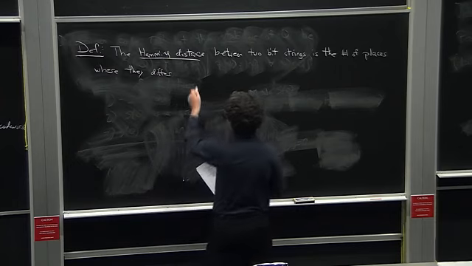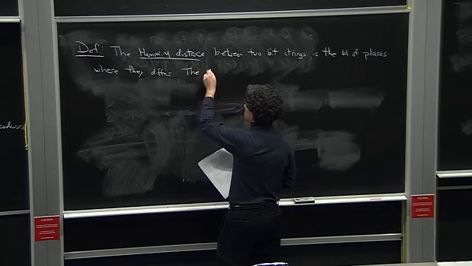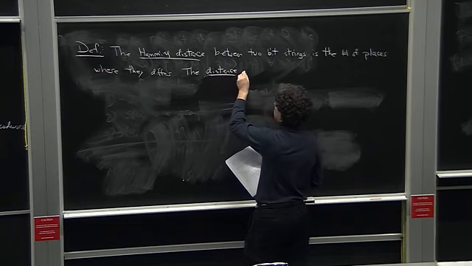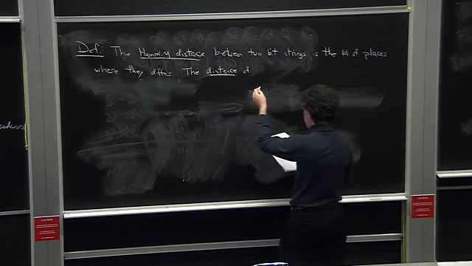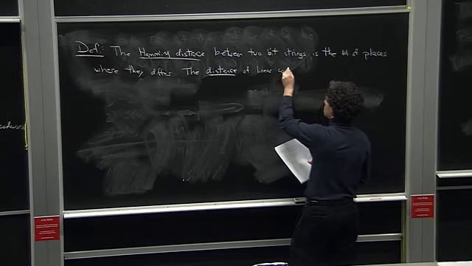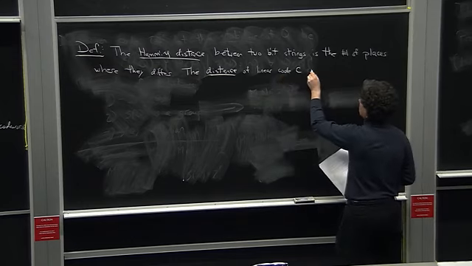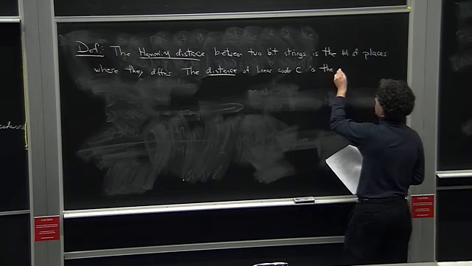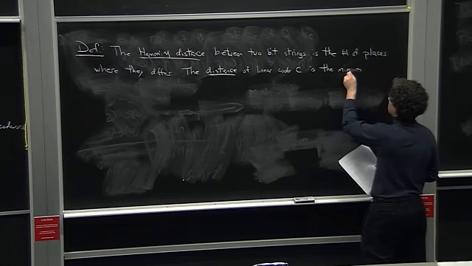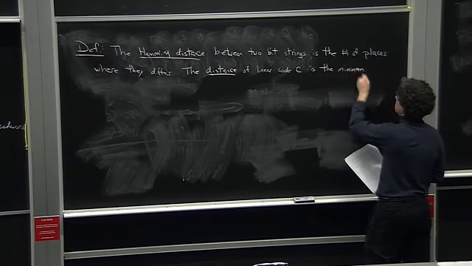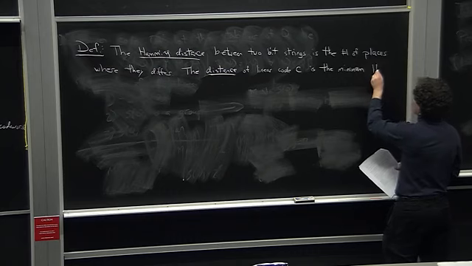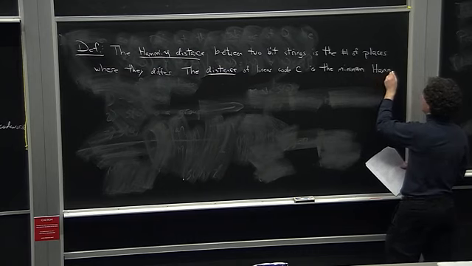And then we say the distance of a linear code C is the minimum Hamming distance between any pair of code words.